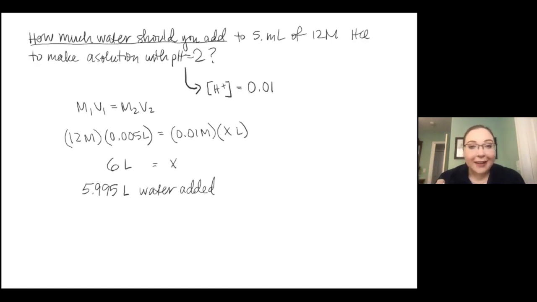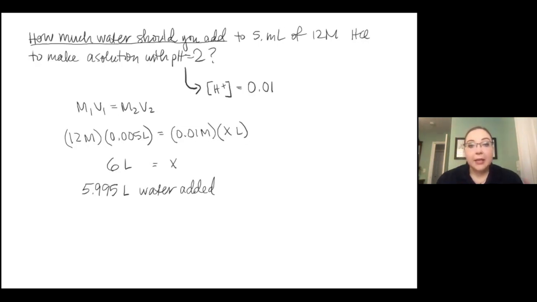And just for the record, when you are making a solution with acid and water, you always add the acid to the water and not the other way around. So really, we shouldn't say how much water should we add, but that gets us to the calculation that we need. Okay, now there's one more problem that I want to do, and this is about involving some stoichiometry.